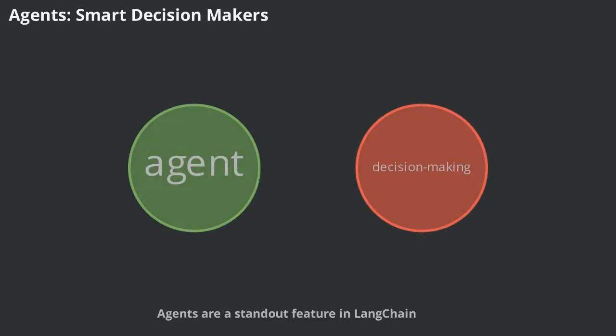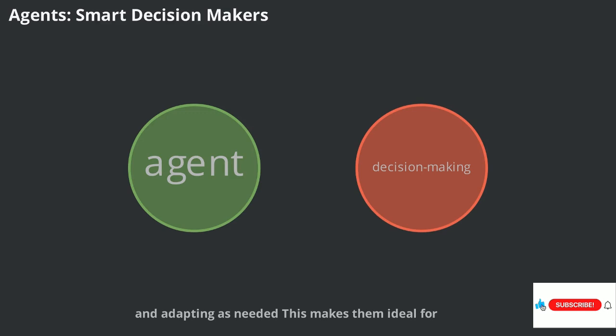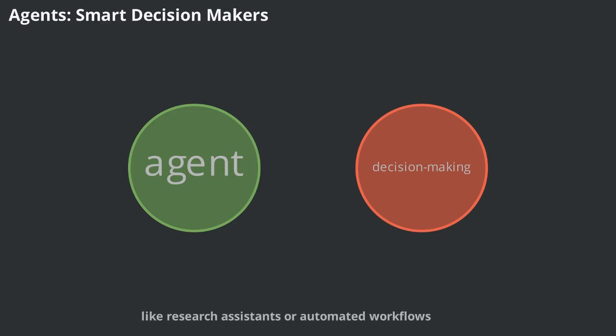Agents are a standout feature in LangChain. They use LLMs to decide what actions to take, and in what order, using tools and observing results until the task is complete. Agents can handle complex dynamic workflows by reasoning through steps, choosing tools, and adapting as needed. This makes them ideal for tasks that require flexibility and intelligence, like research assistance or automated workflows.